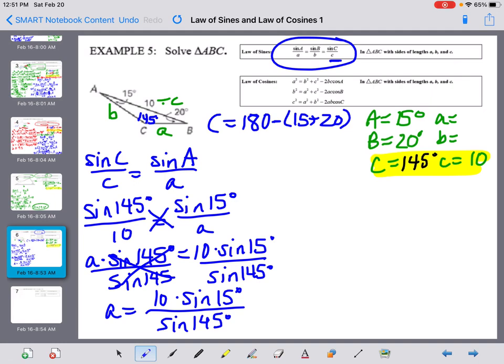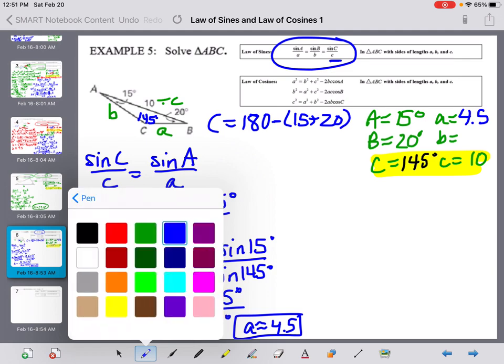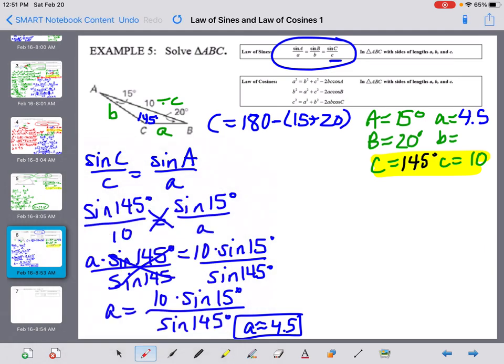And I did not do that right. 10 times the sine of 15 divided by the sine of 145. And I get about 4.5. And that's a side. Okay, remember, if I have 2 sides, I cannot use Pythagorean theorem because I do not have a right triangle. So we're right back to law of sines again.